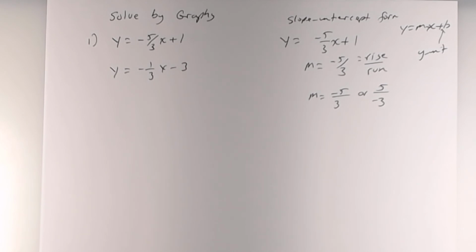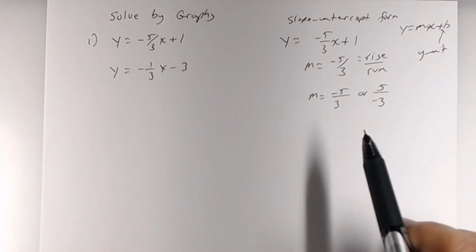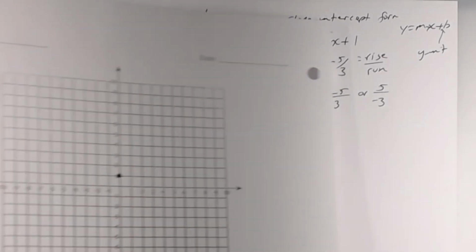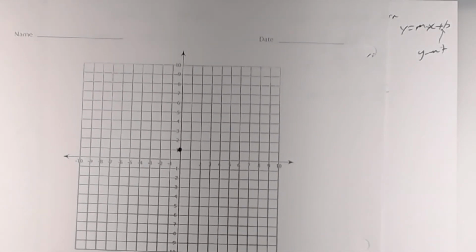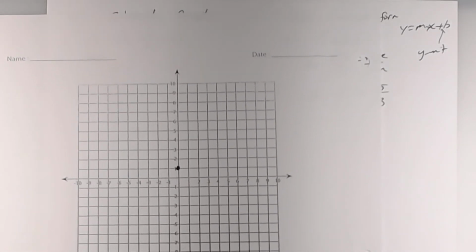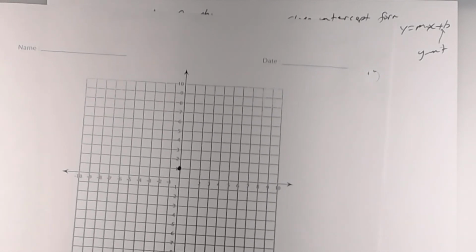So remember, let's go ahead and do the first one, -5/3. It doesn't matter whether you do rise first or run first. I always tend to do the rise first. All right, so my rise is -5. Rise means you go up and down.